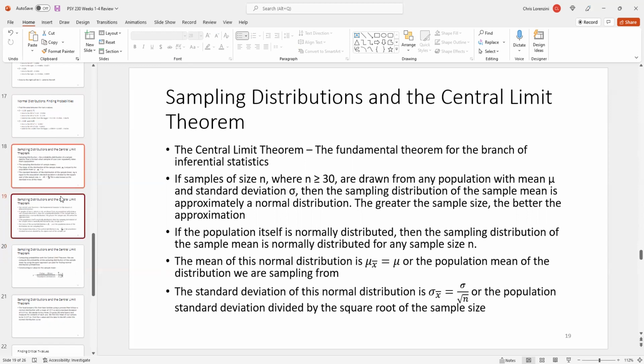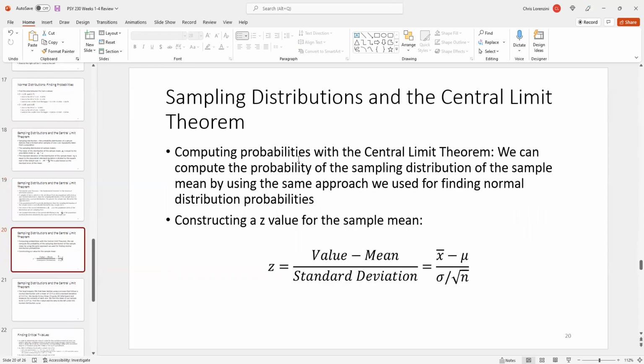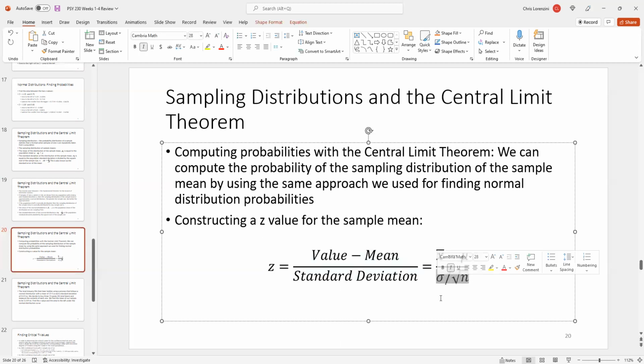We can make the assumption that it's a normal distribution. And so if I want to compute probabilities with the central limit theorem, I can compute a Z value, which is equivalent to X bar minus mu over sigma over the square root of n. So it's really the same Z value. The only thing that's changing is our standard deviation is changed to sigma over the square root of n. And then instead of looking at a single value, I'm looking at the mean of several values. So then we end up seeing something like this.